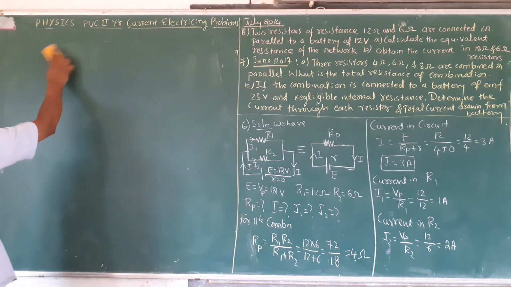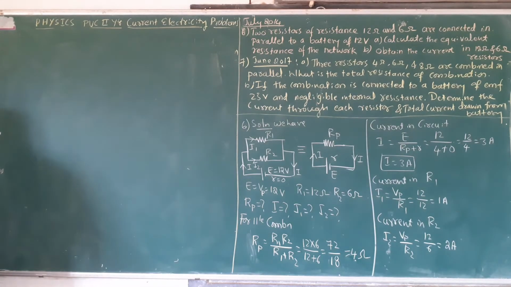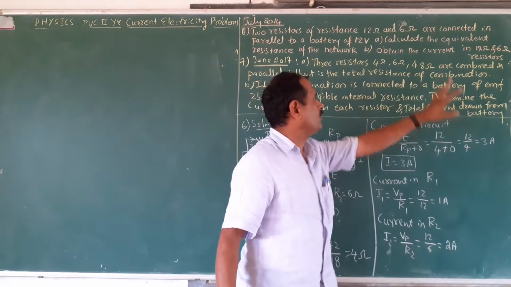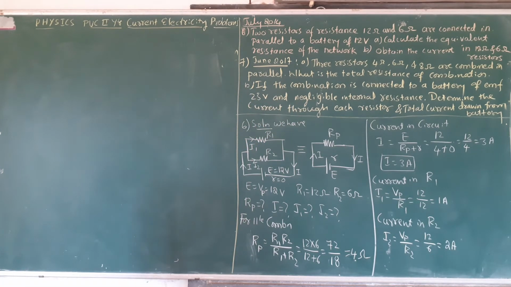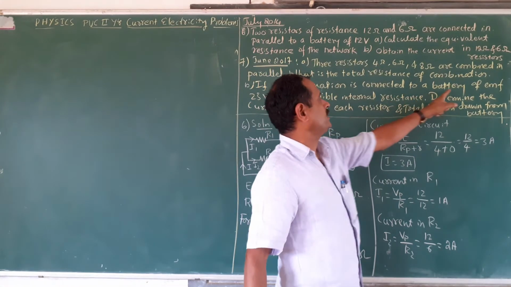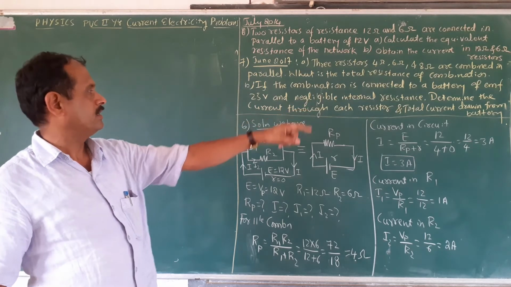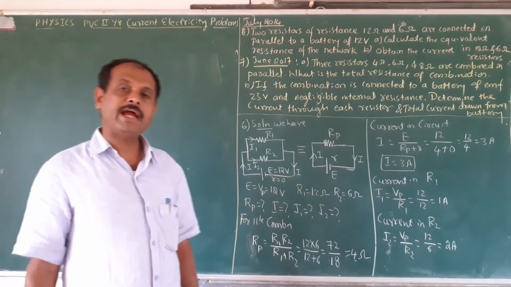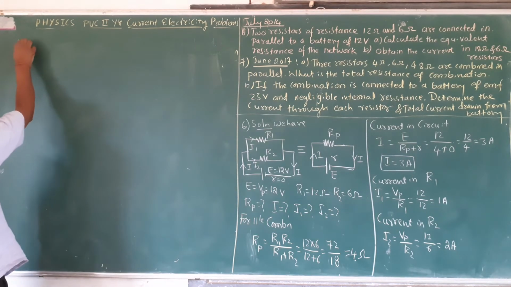See here, you read this question. Three resistors 4 ohm, 6 ohm, 8 ohm are combined in parallel. What is the total resistance of the combination? If the combination is connected to a battery of EMF 25 volt and negligible internal resistance, determine the current through each resistor and the total current drawn from the battery. This is the problem, the 7th one.